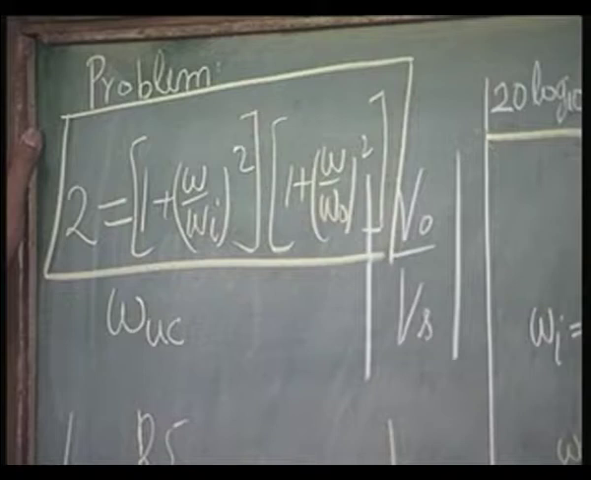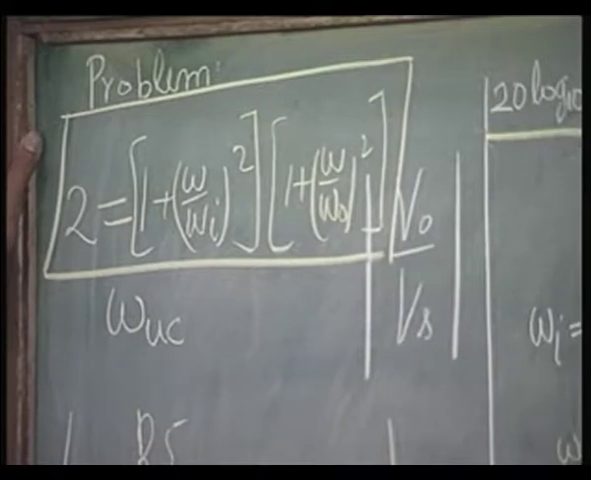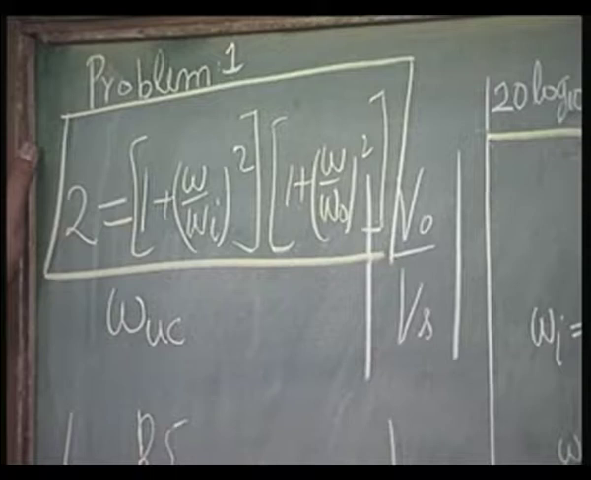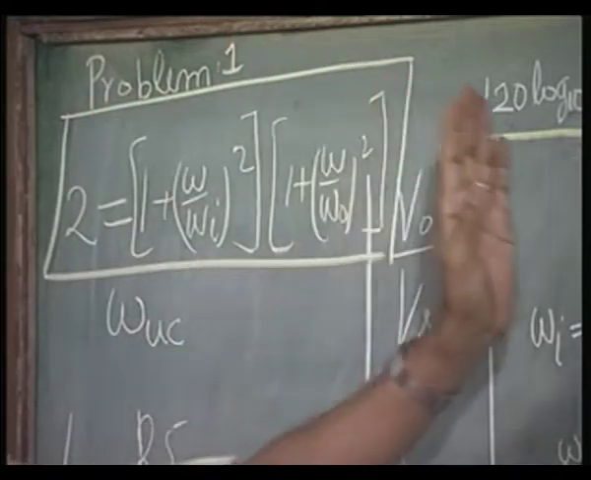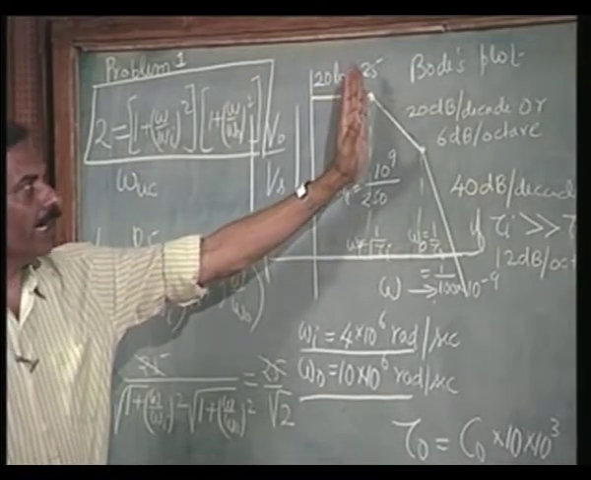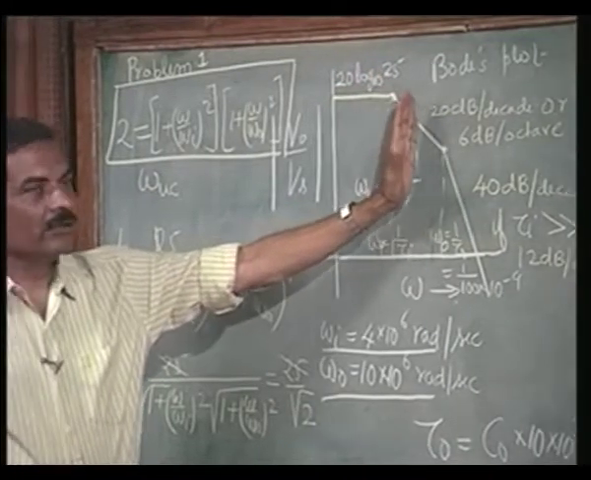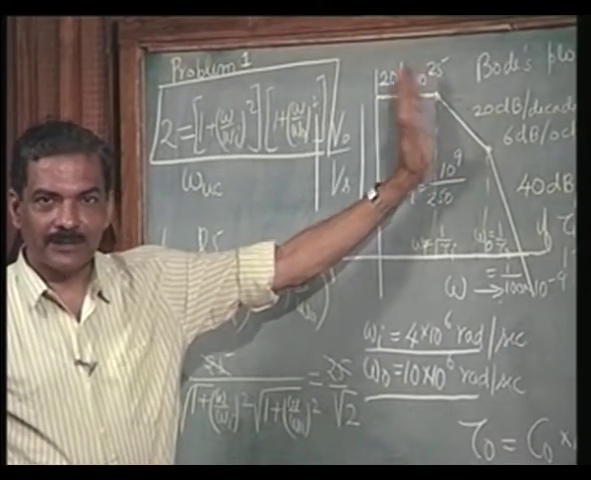Obtain the upper cutoff frequency for the amplifier. So, you will notice that the upper cutoff frequency is going to be less than the lowest of the corner frequencies.